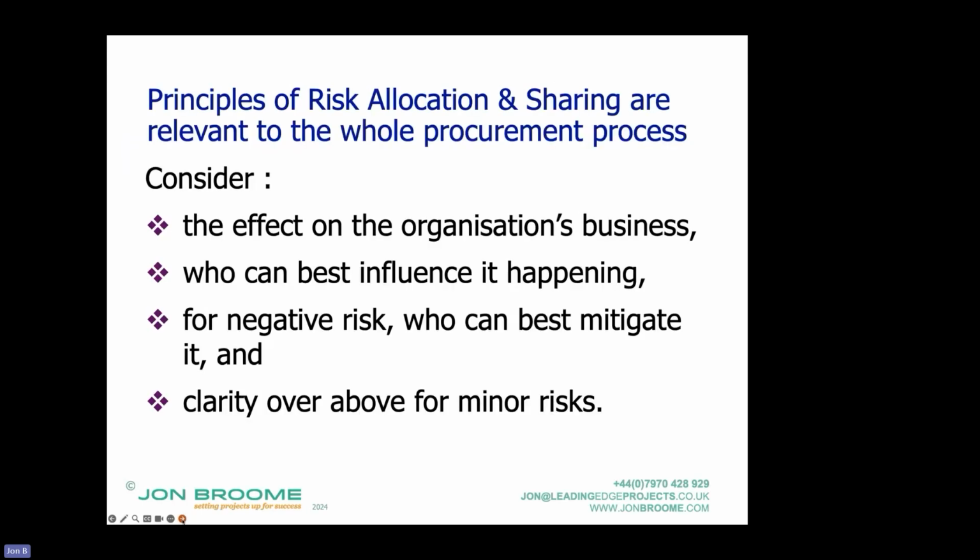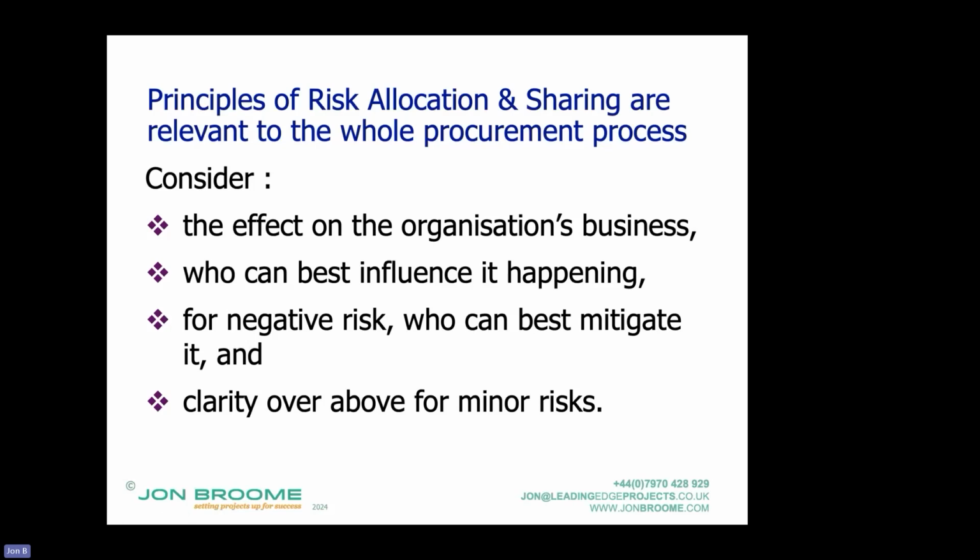Also, a reminder of the principles of allocation and sharing, and we'll be putting this into effect when we're talking about target cost contracts as well. This is in shorthand: we need to consider the effect on the organisation's business, with the rule being that it mustn't become insolvent if a risk or a combination of risks occur. These can be lumped together around management, which is the normal, popular way of thinking about allocation of risk. But we've got to look at financial capability. All things being equal, who can best positively influence it happening, as in proactively.